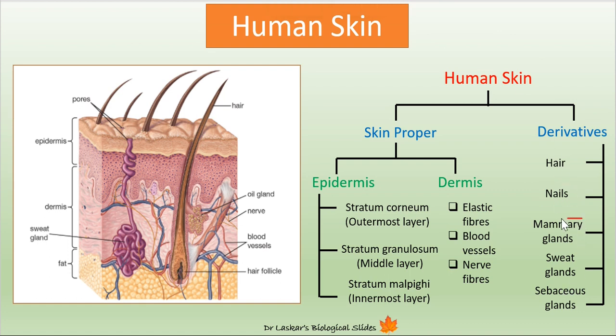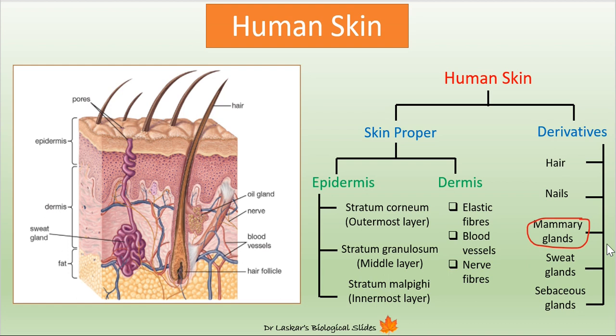Next, let's move to the mammary gland, also called the milk gland. It is present in human skin, and thus we are in the mammalian group. That means we are under the class Mammalia, because in humans the mammary glands are present. Why is it called the milk gland? Because it secretes milk.